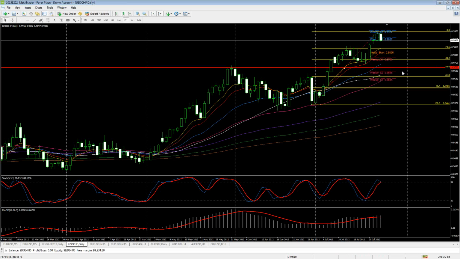Now it may turn to support, and we see here potential divergence on the stochastic.